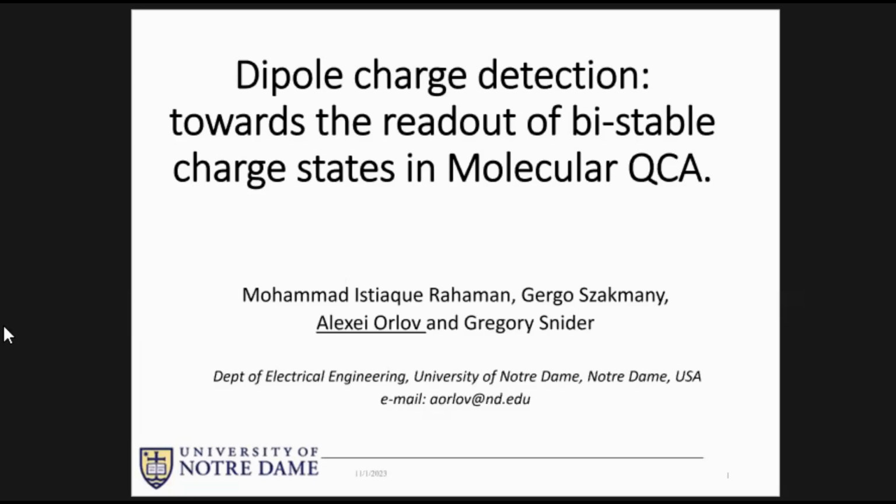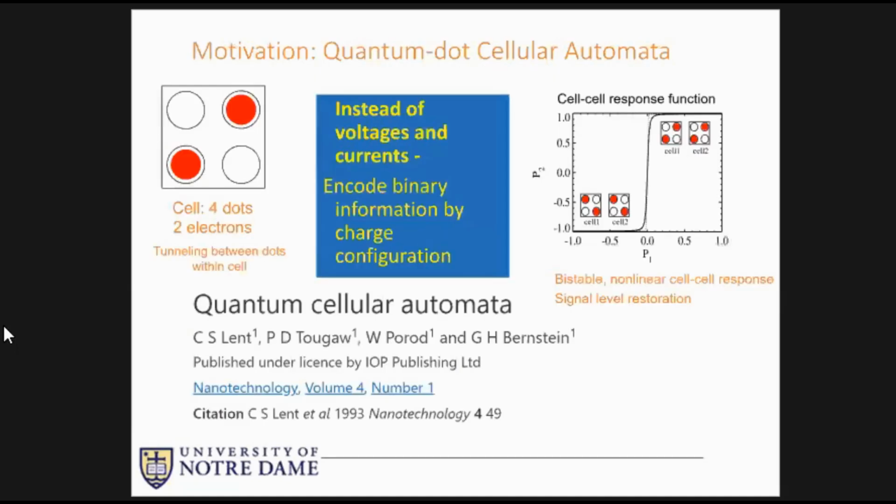So first of all, the title of the talk, as you can see, is related to dipole charge detection, and this will be a very different scale compared to embroidery, for sure. We're talking about nanoscale this time around. And I guess I need to introduce you to the concept of quantum dot cellular automata, which was devised some years ago.